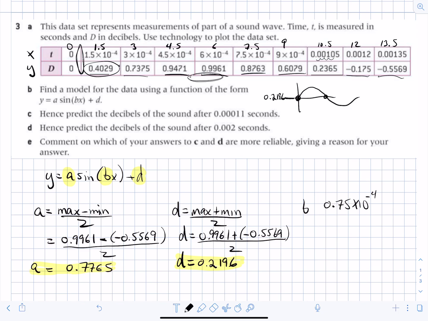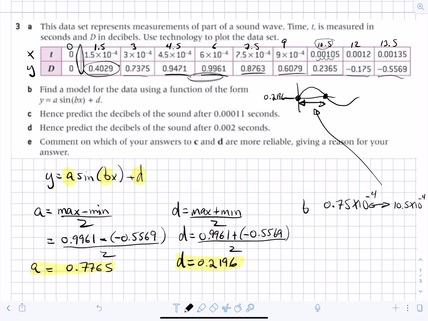And where's the next one like that? Where's the next point where it's roughly at that value? I'd say it's about 10.5. So it goes from here all the way to here, 10.5 times 10 to the negative 4, which gets me from here to here. So those are those times. Now that's not a full period. That's only half of a period, so I'll have to double it.